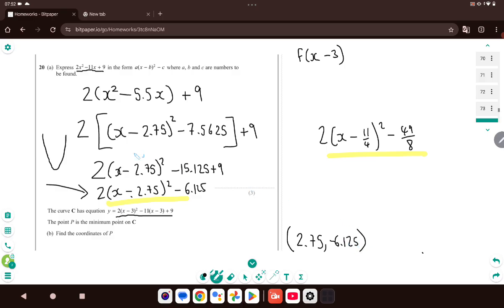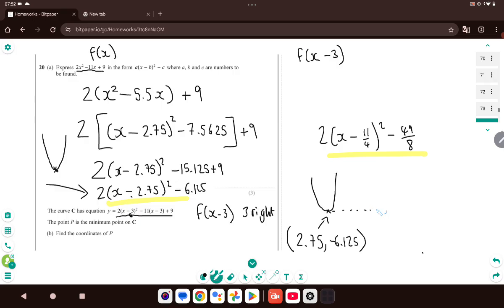So that is the minimum point of this graph here for this function. 2.75 and minus 6.125. But this function here is, if this was f of x, this would be f of x minus 3, wouldn't it? Which means it's a translation 3 to the right. So we're moving this graph 3 places to the right. So let me just kind of show you here. There's the graph with those coordinates. We're moving it 3 to the right.